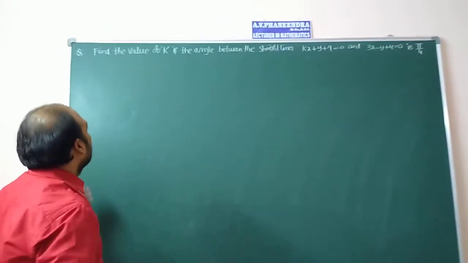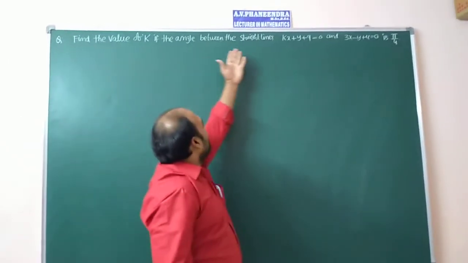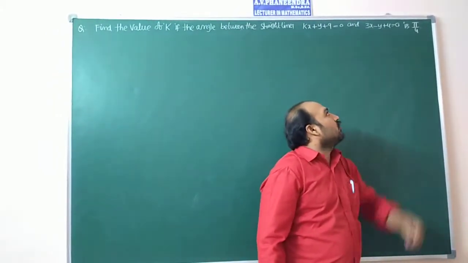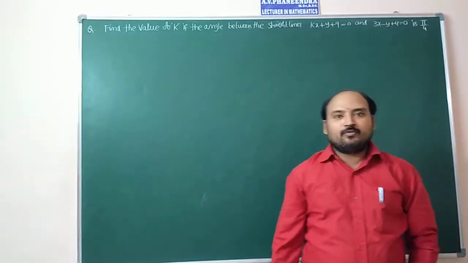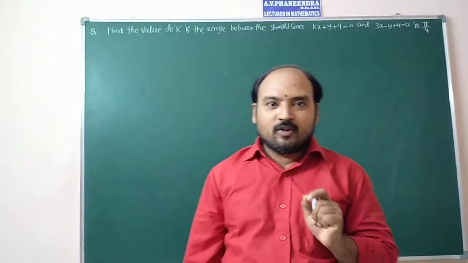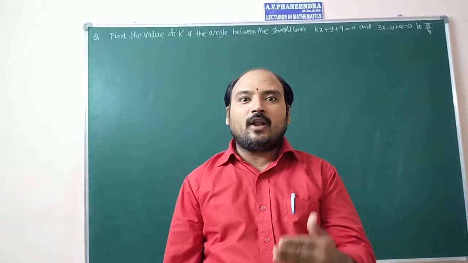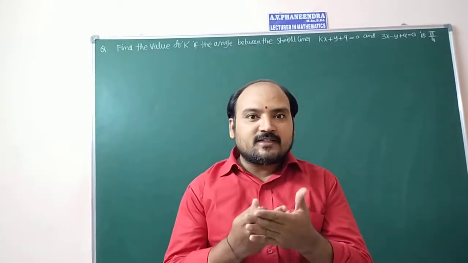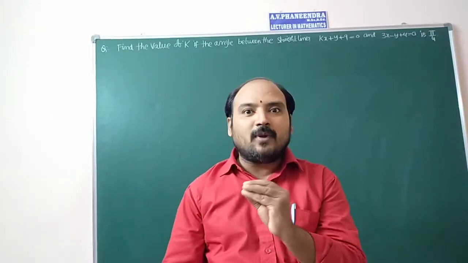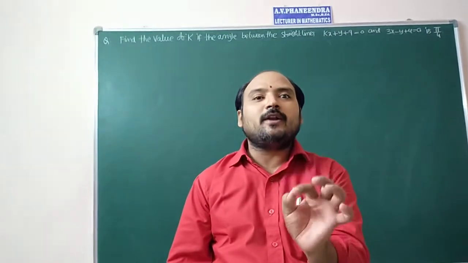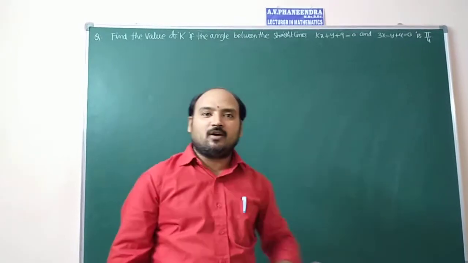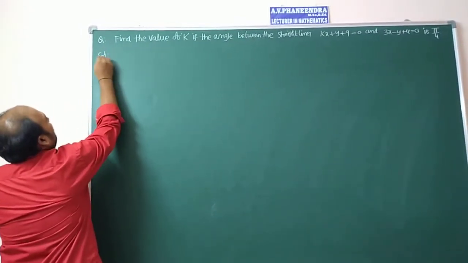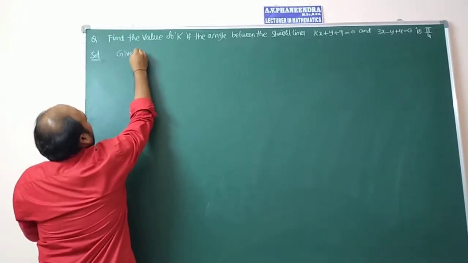Next question. Find the value of k if the angle between the straight lines kx plus y plus 9 equal to 0 and 3x minus y plus 4 equal to 0 is pi by 4. You remember that whenever they are asking to calculate some unknown value, if the angle between the lines is 45 degrees or pi by 4, it is better to take the tan theta formula instead of cos theta. So first, what I am doing is writing the given lines.